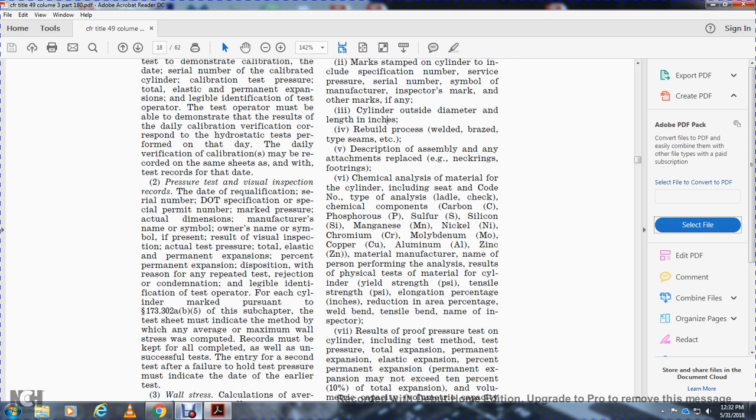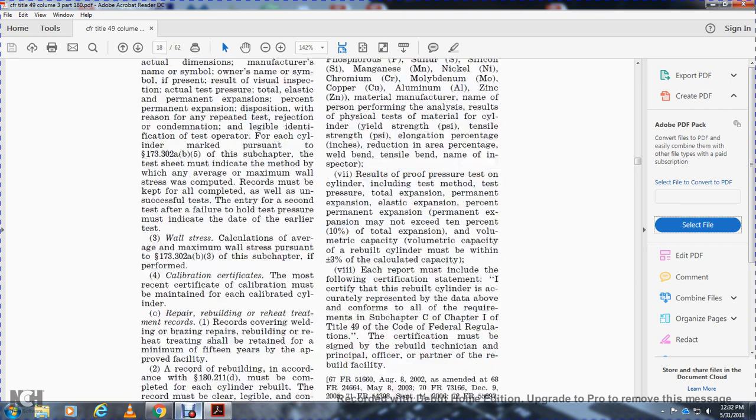302A-B5 of the subchapter. The test may include the method by which an average maximum wall stress was computed. The record must be kept as completed, unless for an unsuccessful test, where the entry of the second test for failure to hold the test pressure must indicate the date of the earlier test. 3. Wall stress. The calculation of average maximum wall stress pursuant to 173.302A-B3 of the chapter to perform the calibration certificate. The most recent calibration certificate must be maintained for each calibrated cylinder.